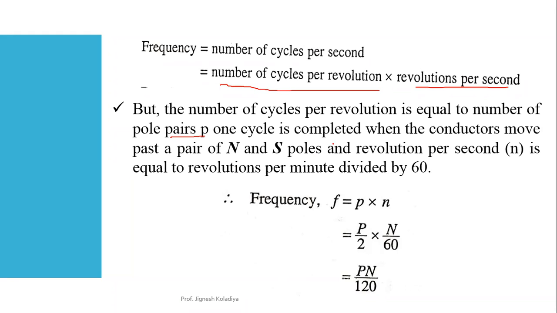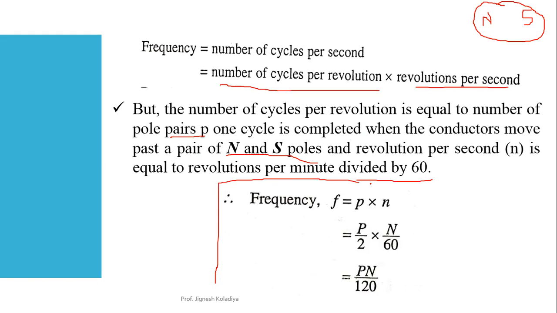Let me tell you one thing. When I'm using the word pole, you have to think of an individual pole, either N or S. But when we are talking about pole pairs, you have to imagine the combined N and S poles. So one cycle is completed when the conductors move past a pair of N and S poles, and revolutions per second is equal to revolutions per minute divided by 60. You have to just remember this equation, because the concept of the machine is not required at this moment.